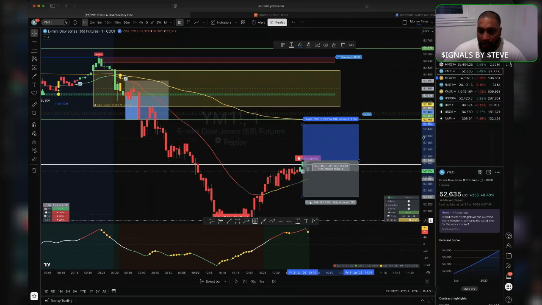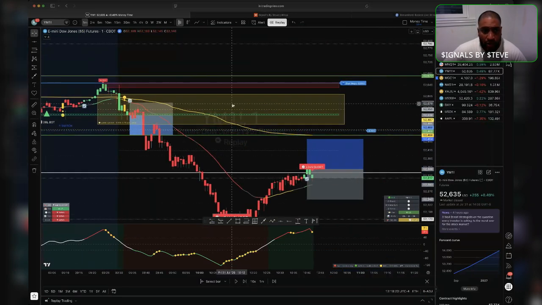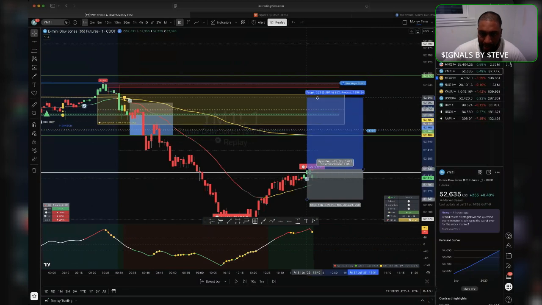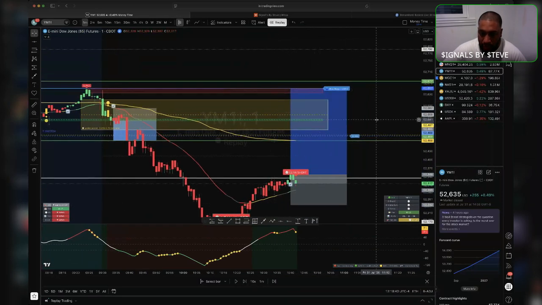Now, where am I going to target? The Blue Magic line was actually above. So in this case, being that it's giving me the buy, I'm going to utilize that Blue Magic line as a target point. I am looking to target that Blue Magic line to the upside on YM, all the way up there.